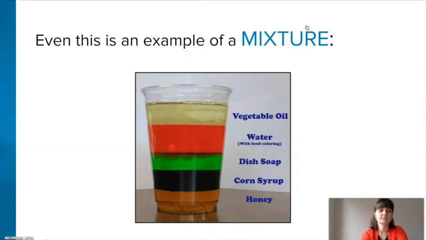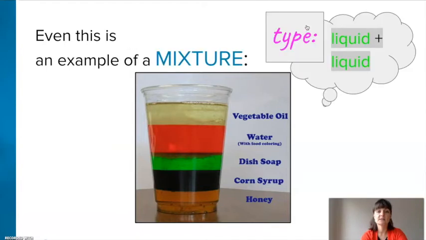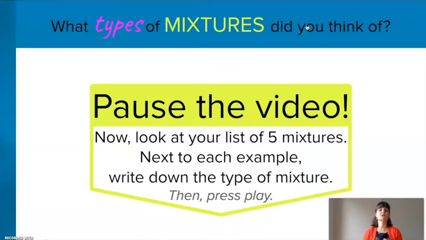And then, this is a weird example, but these liquids all mixed together, once they settle, they form those different layers. And what's exciting about them is that they are all liquids. So this is an example of a liquid and a liquid, just like your Oros was an example of a liquid and a liquid.